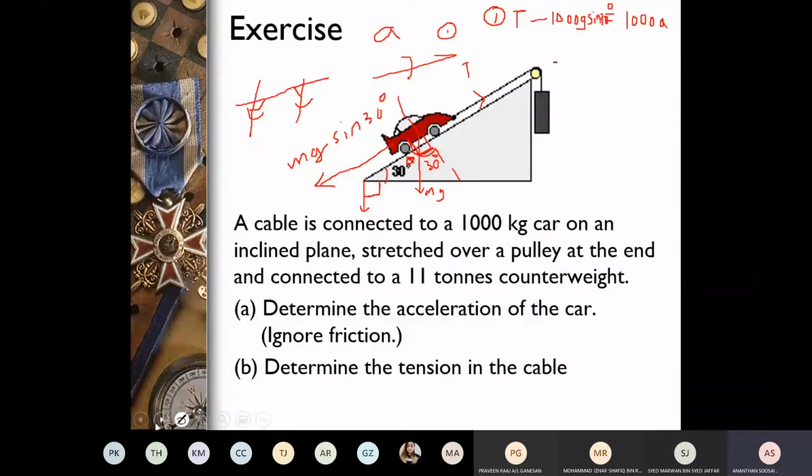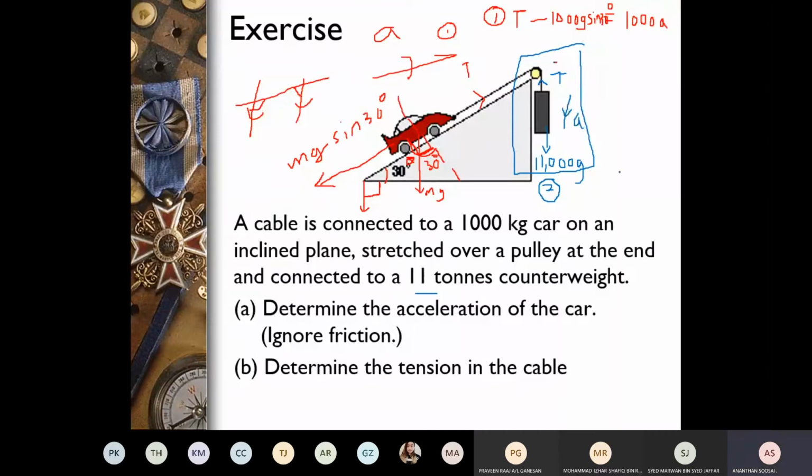Okay, now get me the second one. Now the second system here. Can you write what are the forces acting on this system? The force up is tension. Tension is the same cable. Force down is mg, but in this case it's 11 ton. 11 ton means 11,000 kg. So it's 11,000 the mass multiplied by the gravity, so it gives you the force down. So it accelerates downwards.